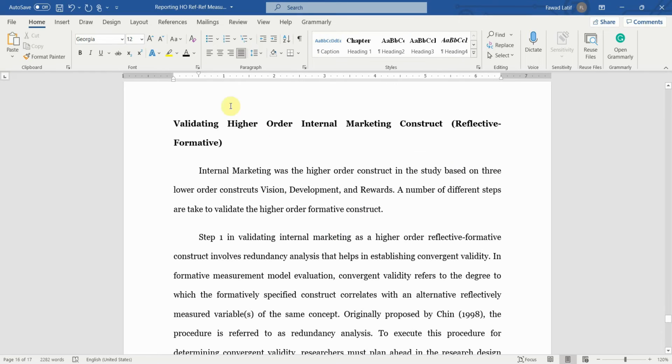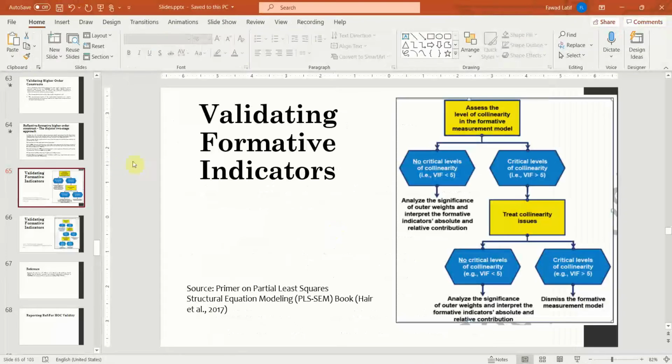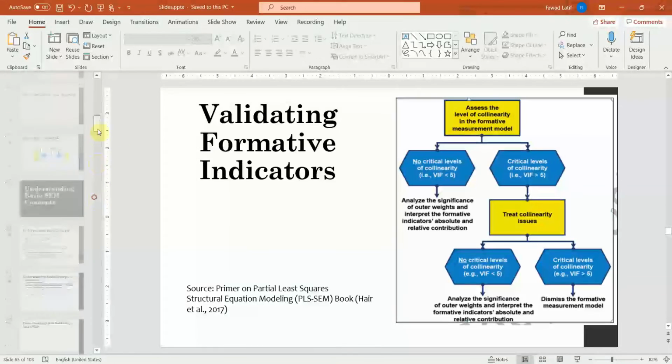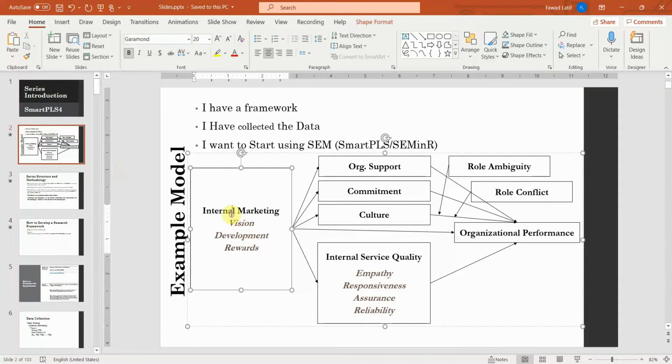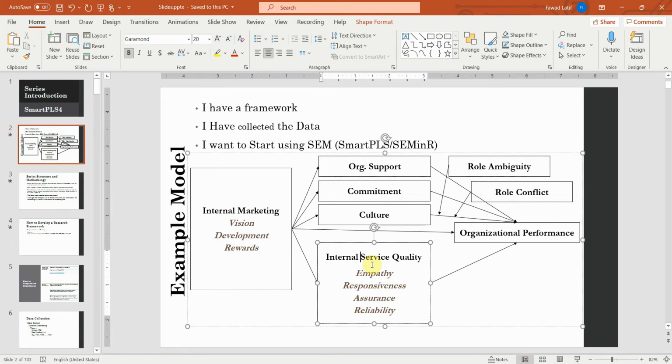Now here I've got a template, and I start off with validating the higher order internal marketing construct. Internal marketing, here it is from my original model that we are assessing as part of this series. This is my higher order construct. These are my lower order constructs, and this is my higher order reflective construct that has been validated before. To find out how the reliability and validity of the reflective and lower order constructs were assessed, I would request you to refer to previous sessions.